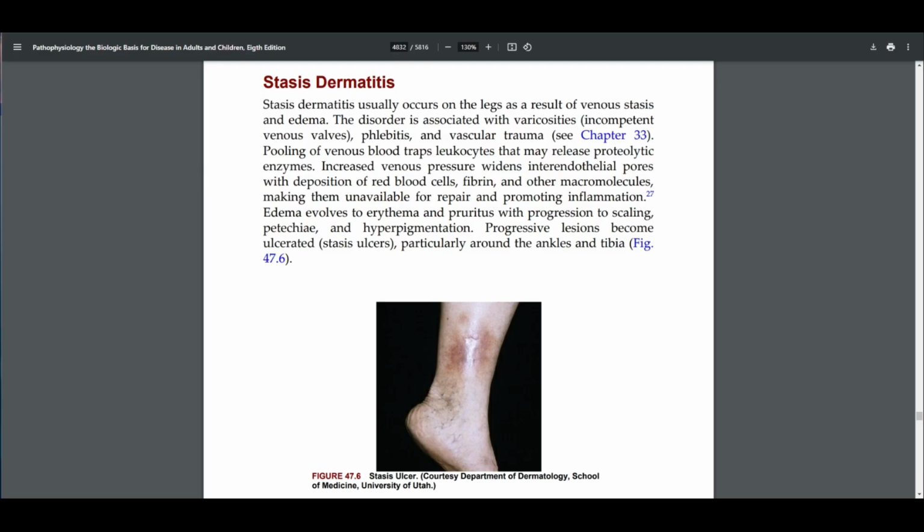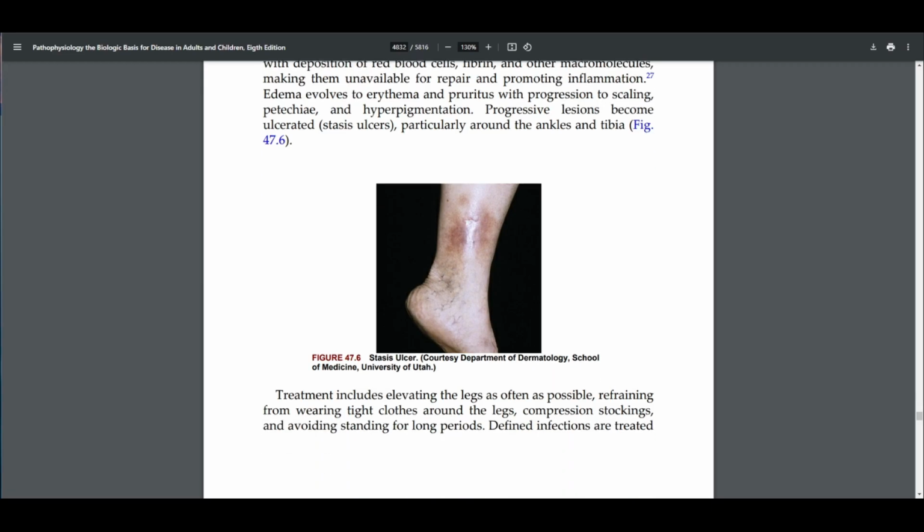phlebitis, and vascular trauma. Pooling of venous blood traps leukocytes that may release proteolytic enzymes. Increased venous pressure widens interendothelial pores with deposition of red blood cells, fibrin, and other macromolecules, making them unavailable for repair and promoting inflammation. Edema evolves to erythema and pruritus with progression to scaling, petechiae, and hyperpigmentation. Progressive lesions become ulcerated, particularly around the ankles and the tibia. So here you're looking at a stasis ulcer.